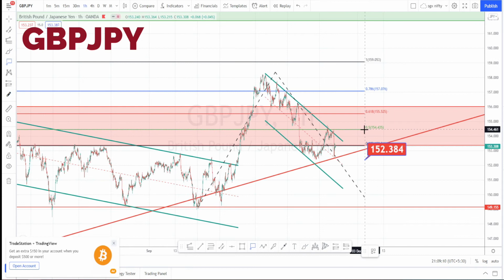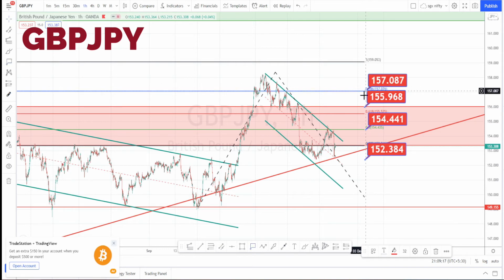This is going to be the resistance. Next level of resistance is going to be here. Next level of resistance is going to be here. And next level of resistance is going to be here.